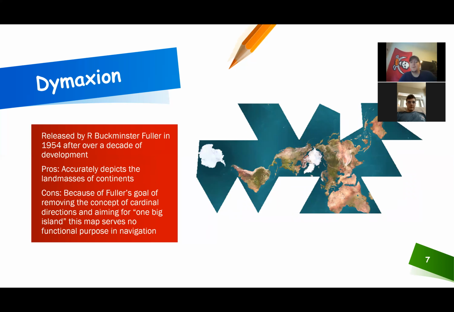This projection was released by R. Buckminster Fuller in 1954 after he worked on it for decades. The world in this map is projected onto the surface of an icosahedron, which is this weird, almost gem-looking shape, which allows it to be unfolded and flattened down.